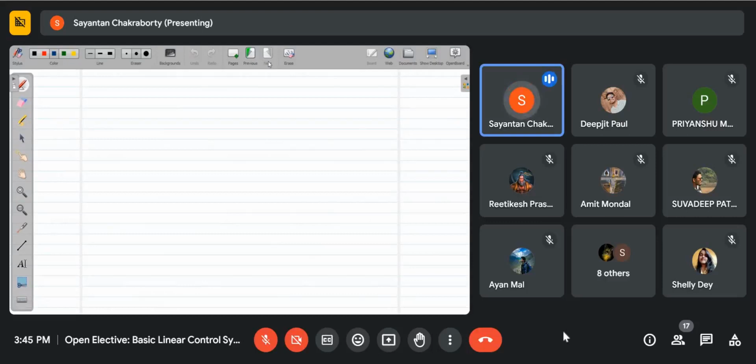So the second question comes, since we have been talking about analyzing the time response, any response will require an excitation or input. So what input should you give to get a response or to analyze the time response? There's a big question.